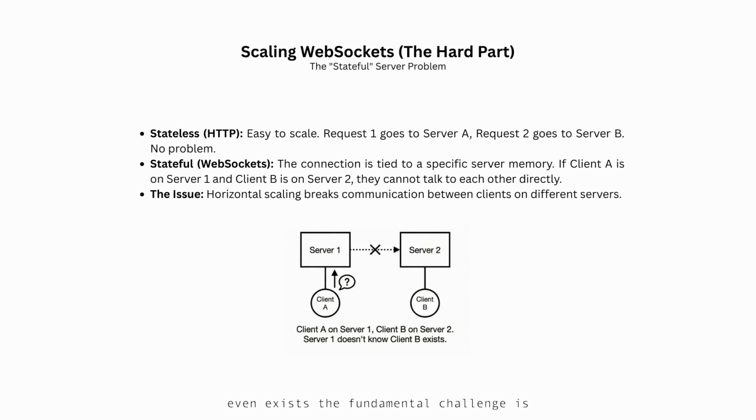The fundamental challenge is horizontal scaling breaks communication between clients on different servers. You can't just add more servers like you would with HTTP. You would need a way for servers to communicate with each other. The connections are isolated islands and we need to build bridges. This is where architectures get interesting, and many teams underestimate this complexity until it's already in production.